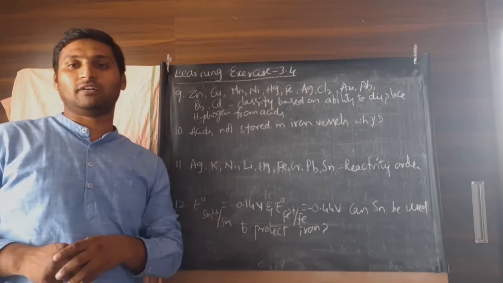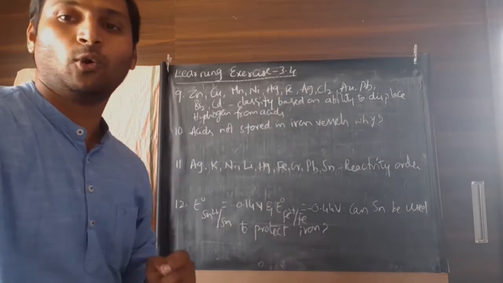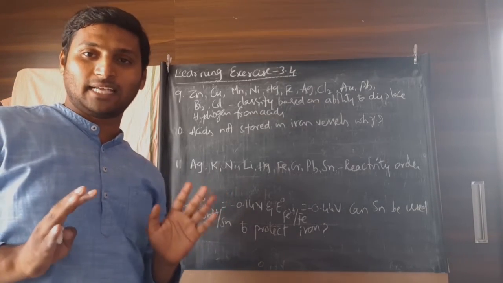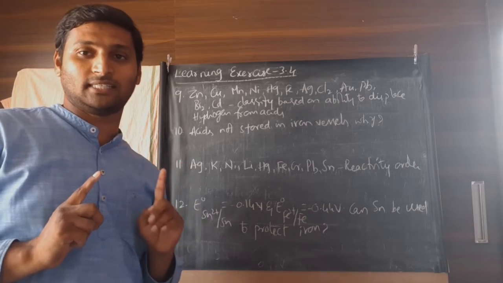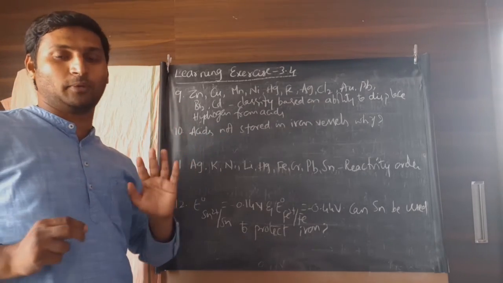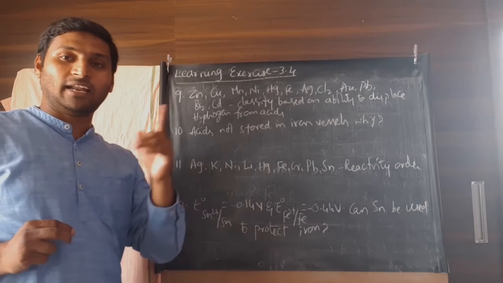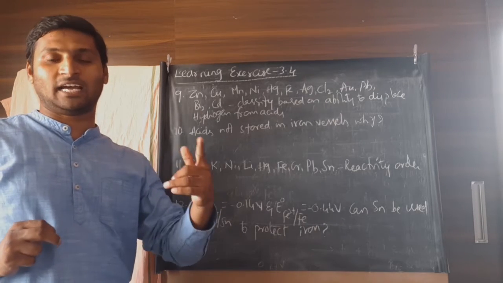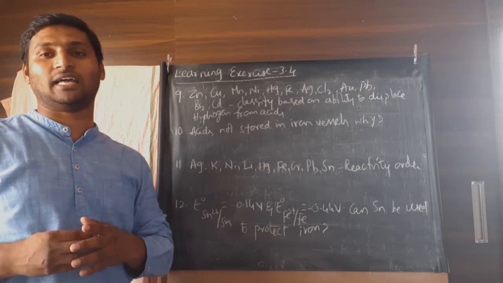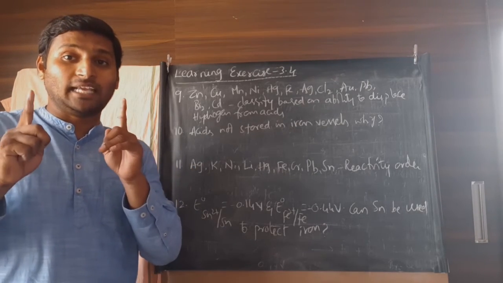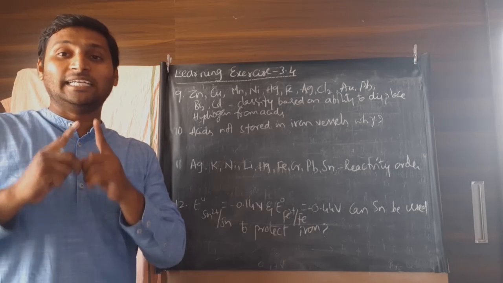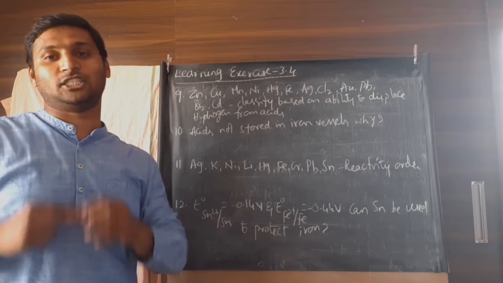In applications, we have understood all those elements which have negative electrode potentials can displace hydrogen from acids. All those which have positive potentials cannot. The one having negative potential is more reactive than hydrogen, hence can. The one having positive potential is less reactive than hydrogen, hence cannot. But here the meaning of reactivity is electropositive character, tendency to undergo oxidation.